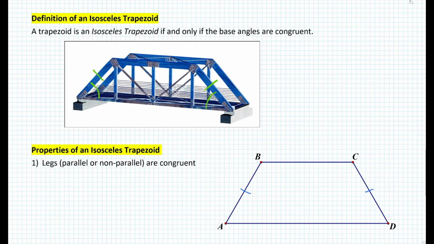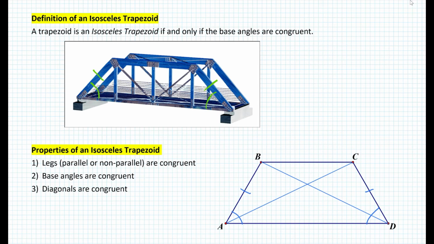What else must be true in terms of properties for isosceles trapezoids? Well, a second property is that the base angles must be congruent. Another property has to do with diagonals. So let's draw them in really quick. Let's say we have these diagonals. What must be true about the diagonals? The diagonals are congruent.